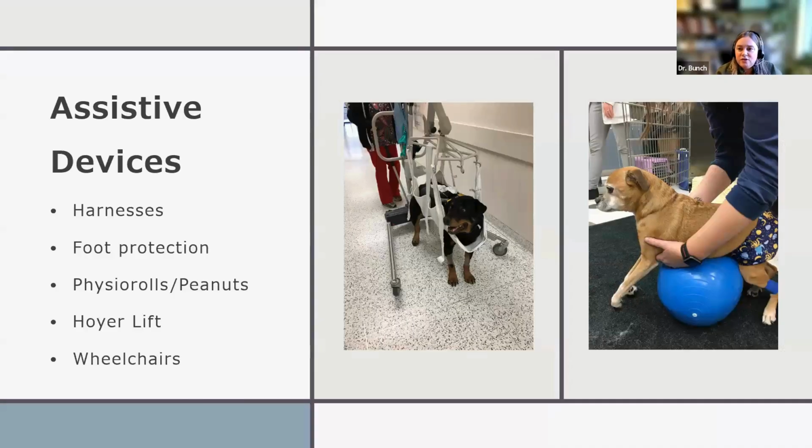There's a lot of different things we can use to assist us. We can use harnesses. We need foot protection for some of these guys. We can use physio rolls and peanuts to help get them standing and hold them up, because we want to protect our own backs and necks as we're working with these patients. This is a picture of a Hoyer lift. We have one of these. You can get these on eBay. I've actually seen them on eBay. They're from the human side, and they can help with getting these guys around, which can be very nice. I've had owners even rent these too. And then we can actually use wheelchairs as well, more to help us get the patient up and standing and supporting them for exercises.